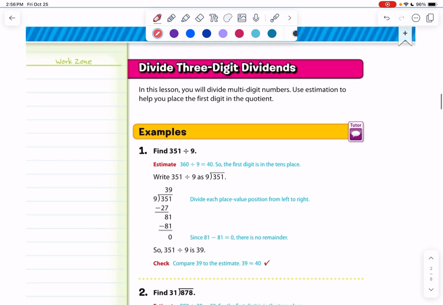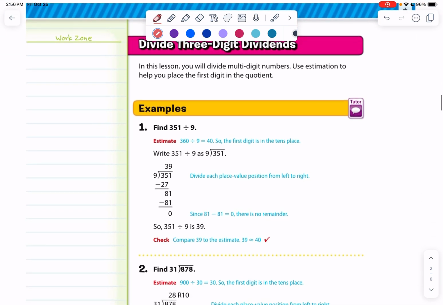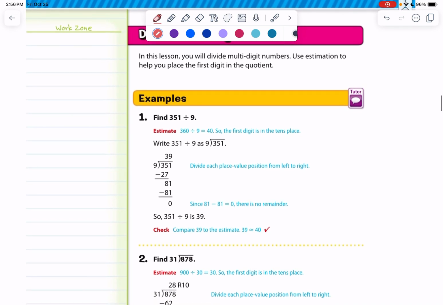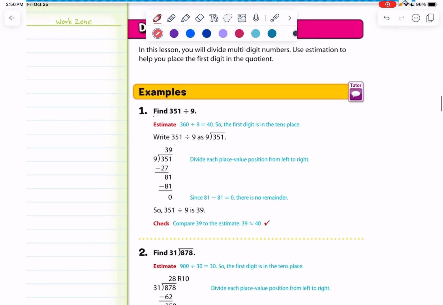In this lesson, you will divide multi-digit numbers. We'll use estimation to help us place the first digit in the quotient. So if you look at this one, 351 divided by 9, we estimate 360 divided by 9. Why? Because 9 times something very specific equals 36. And what is that something? 4. 9 times 4 equals 36, so 9 times 40 equals 360. That means we know that our first digit is going to go in the second place value there. That's all you need to know for that.